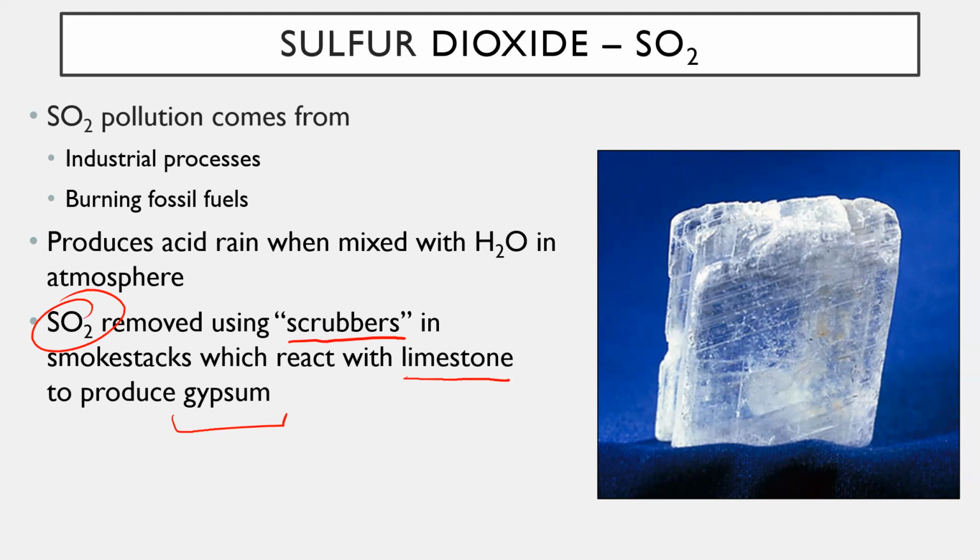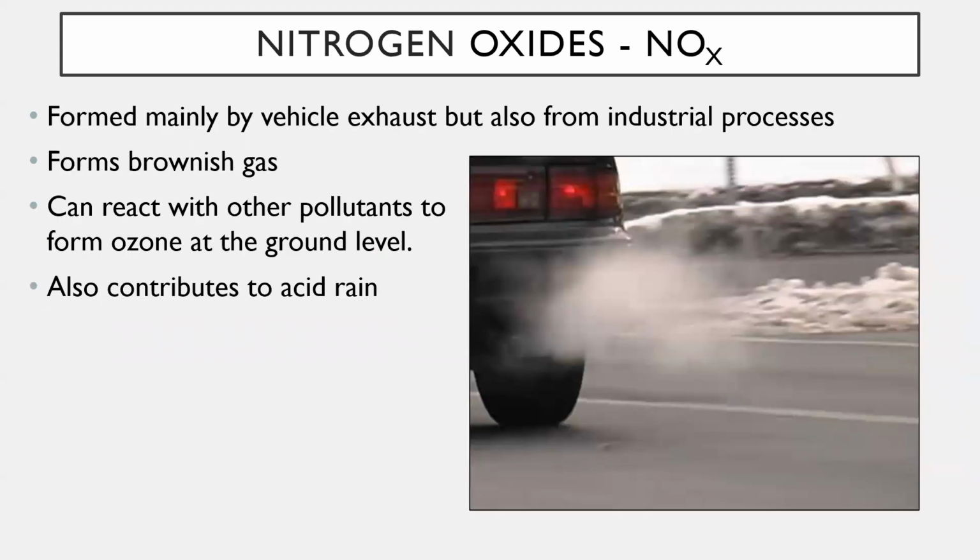So in other words, using a scrubber to make gypsum, and then every now and then they collect the gypsum and they can use it for some other purpose, or at least sell it to another company that can use it for a purpose. So it'd be much better in this regard than just being released into the atmosphere where it can make acid rain. Another type of chemical that can be released in the atmosphere is nitrogen oxides.